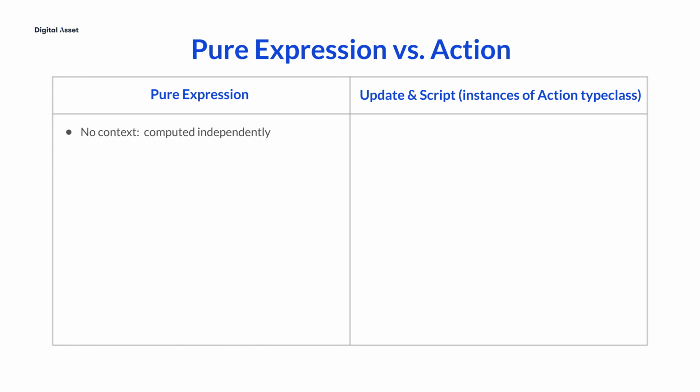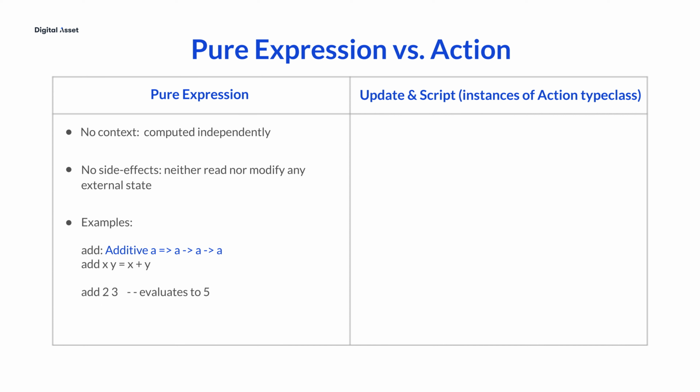Pure expressions are evaluated solely based on the values of their input arguments. They rely on no context and cause no side effects. Pure expressions are deterministic, meaning they consistently produce the same output for a given input. For example, when invoking the add function with 2 and 3, it will always evaluate to 5, regardless of how many times or when it is called. Its execution remains isolated within the function without affecting external variables or state.